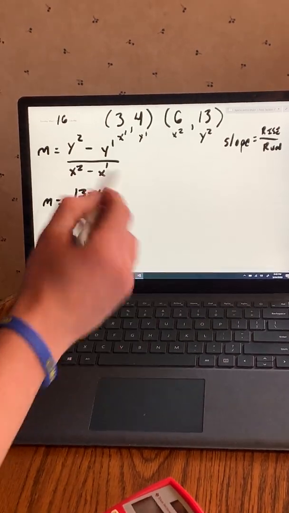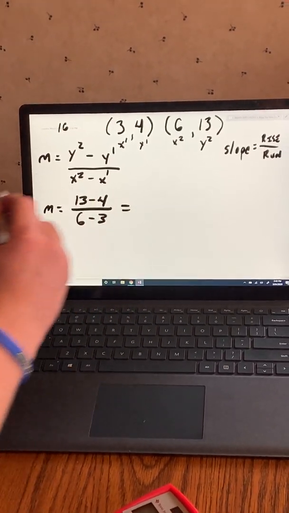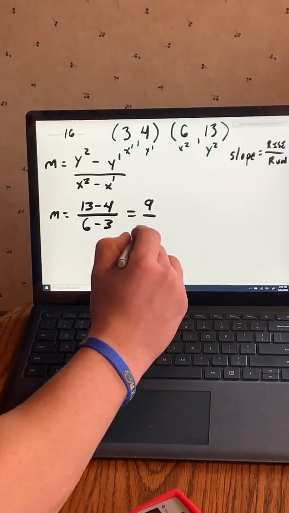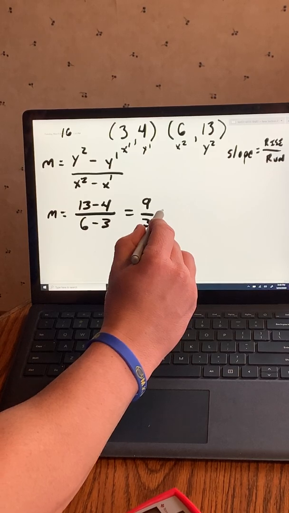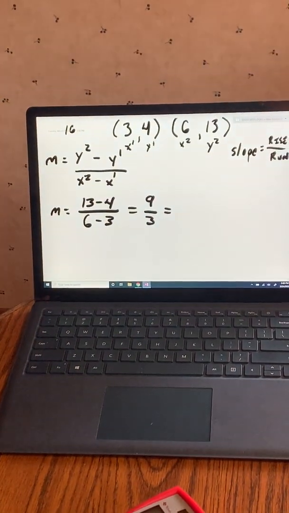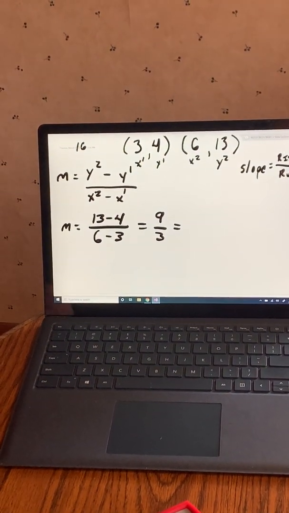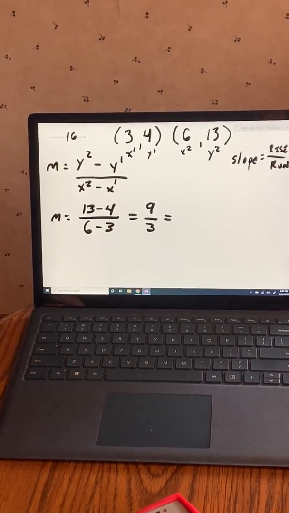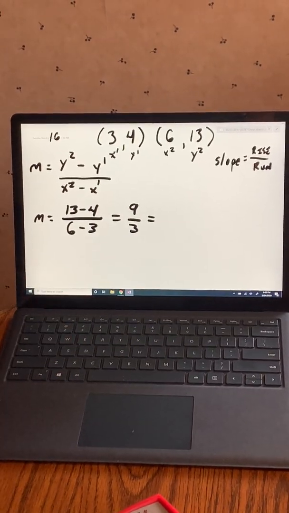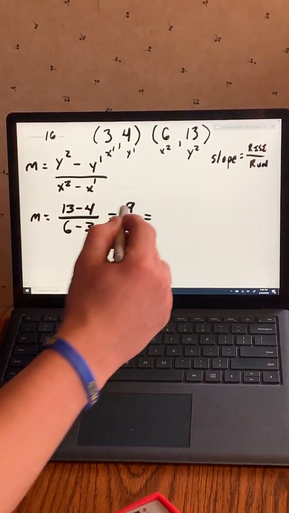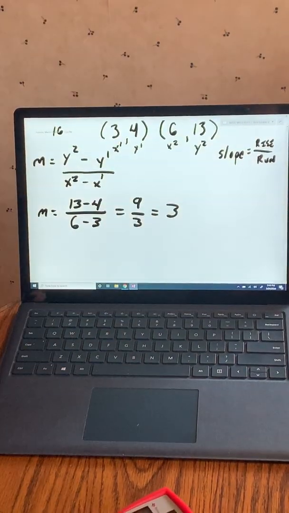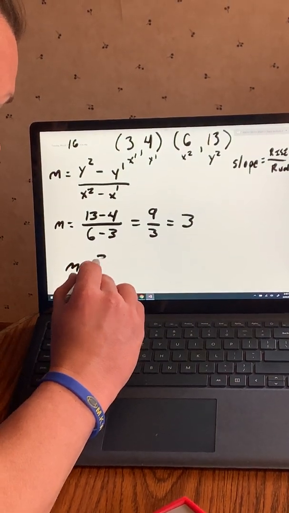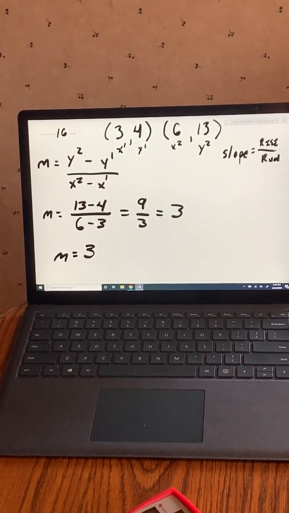Now you must simplify. 13 minus 4 is 9. 6 minus 3 is 3. And if you simplify that, 9 divided by 3, sometimes you'll get a fraction, sometimes you can get a whole number. It all depends. You could get a negative number, but in this instance, this is very simple, just like problem 16. 9 divided by 3 is 3. And then that becomes your slope. The slope equals 3. Very simple.